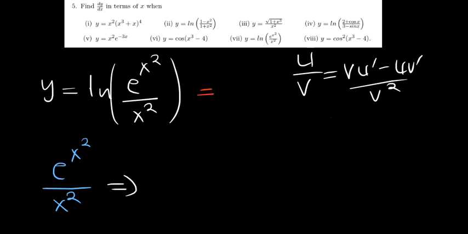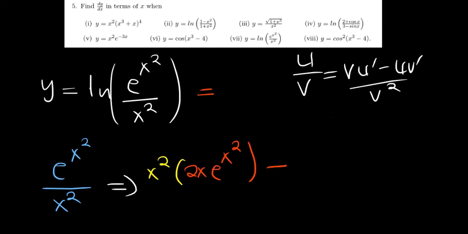So our v is what's on the bottom. So we have x squared. Now u prime, which is the derivative of whatever is on top, you say it multiplied by the derivative of the power. Derivative of x squared is 2x. So I have 2x attached to the exponential. The exponential, the power doesn't change.